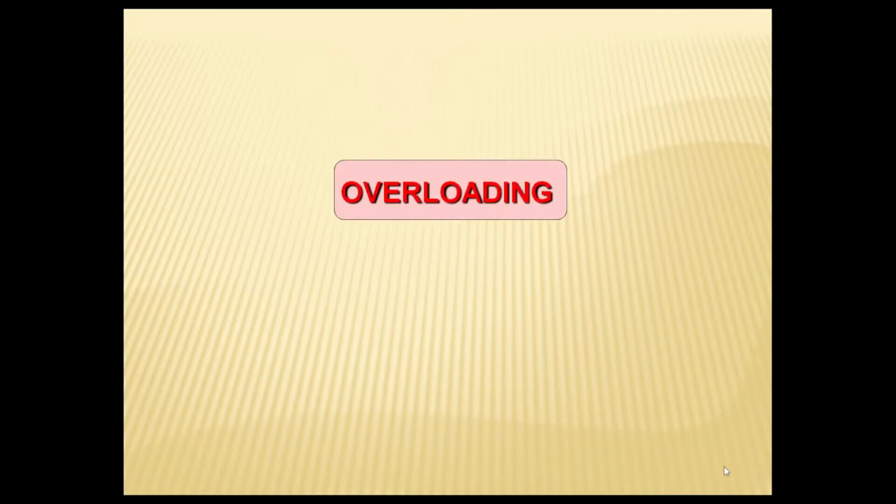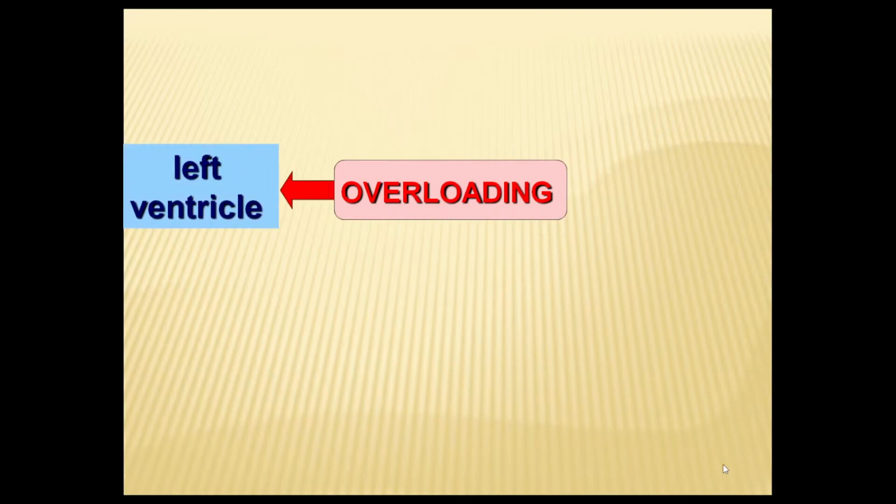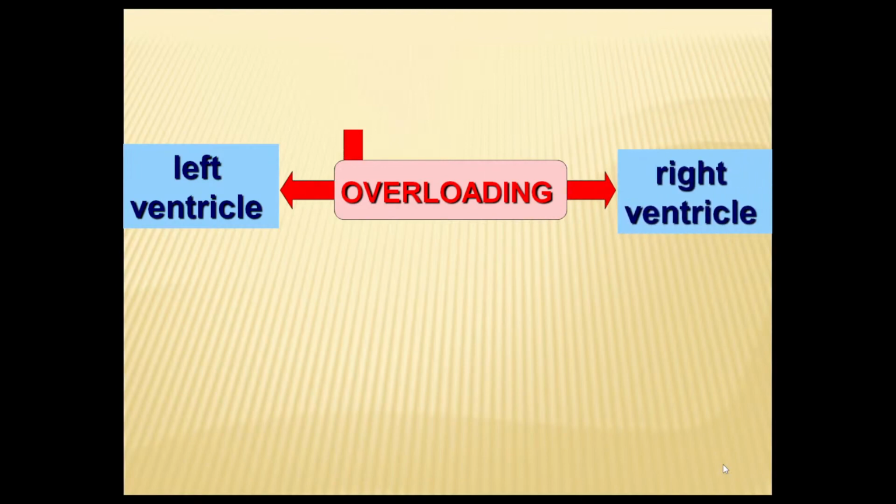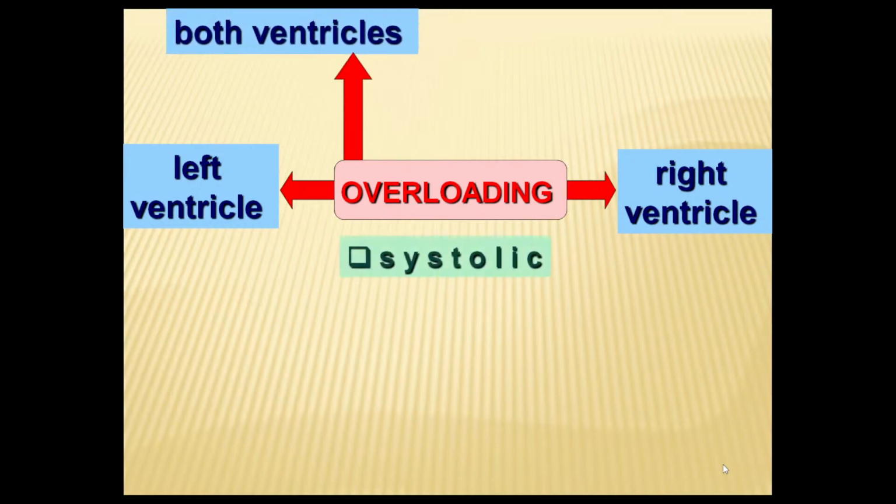If we are talking about overloading, it may involve the left ventricle or the right ventricle in the pathological process, or it may be combined, when both ventricles are involved in the pathological process. Overloading is divided into two types depending on the time of the heart activity.